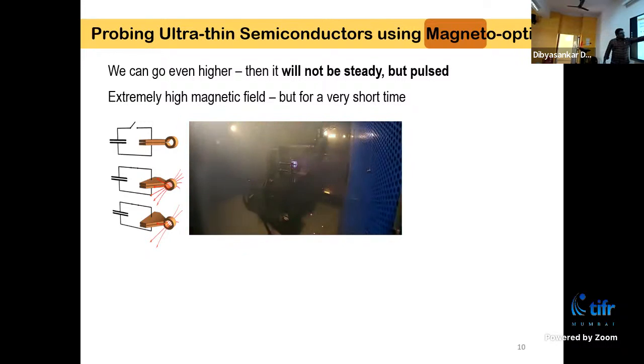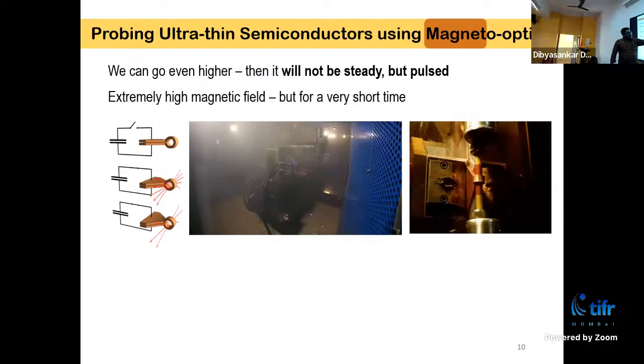So the magnet was here. Now you understand, the magnet blasts. So you put so much current through that the copper blasts. And it actually happened, you see.